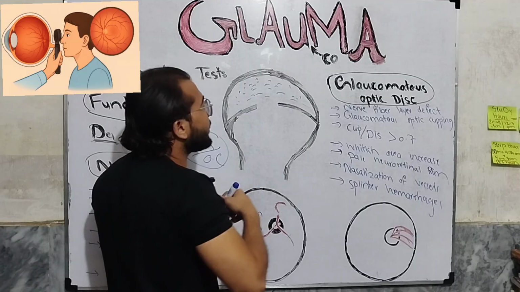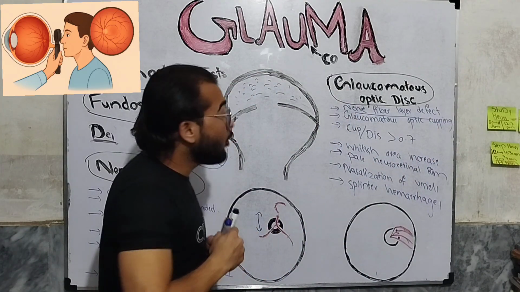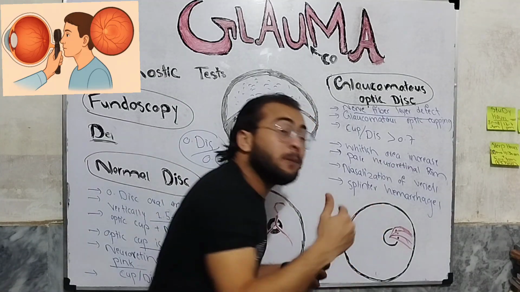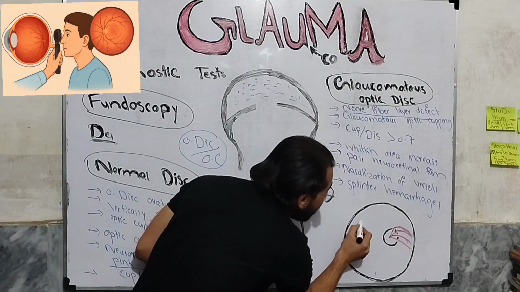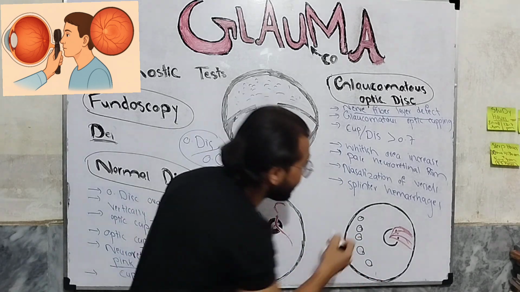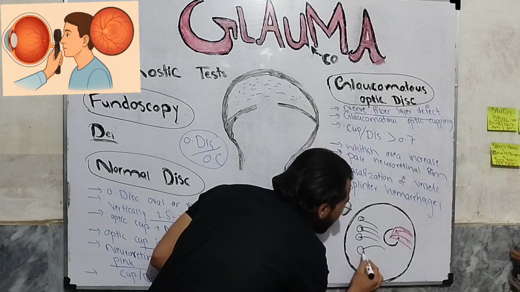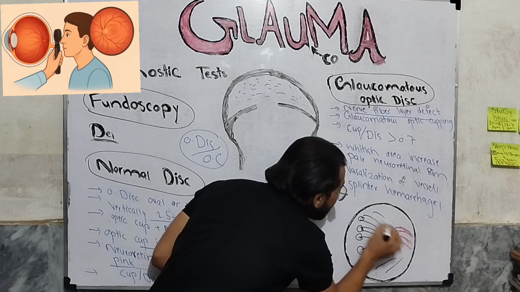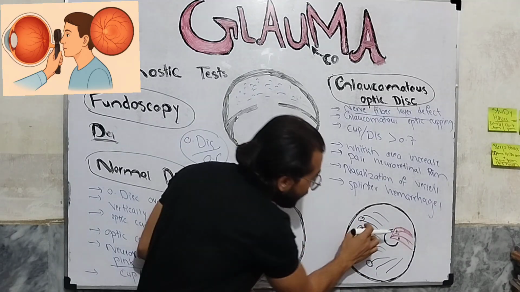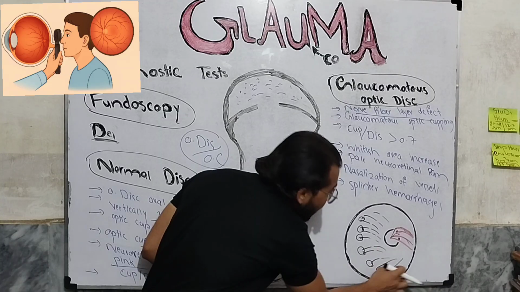In the glaucomatous optic disc, we first will have a nerve fiber layer defect. When we analyze through fundoscopy, we may find the nerve fiber layer defect. As we know, the ganglion cells of the retina give us fibers. This is the nerve fiber layer, which is the last layer. So there will be a nerve fiber layer defect. It can be diffuse or localized.